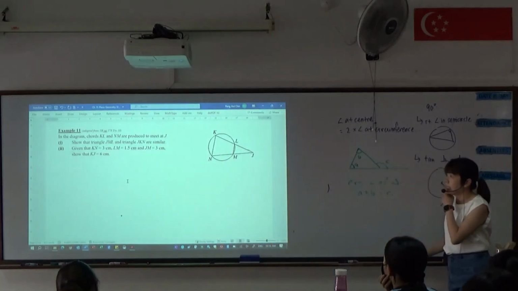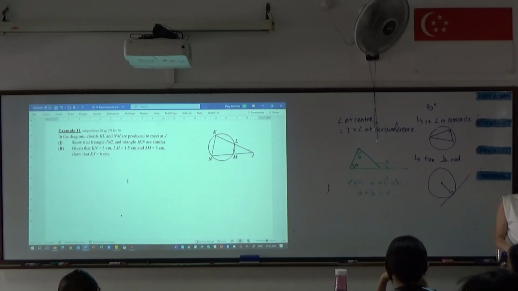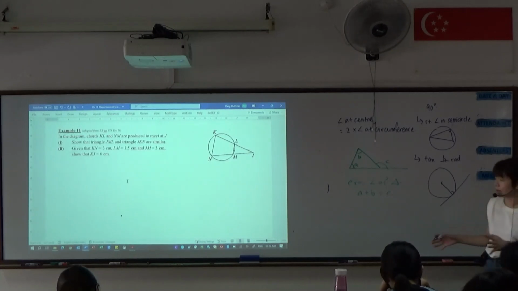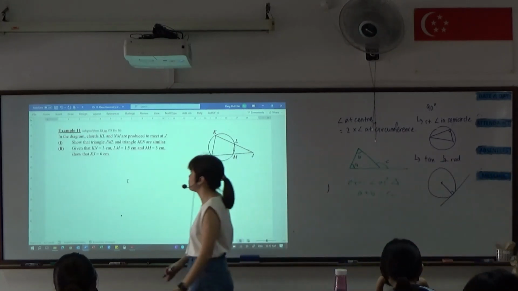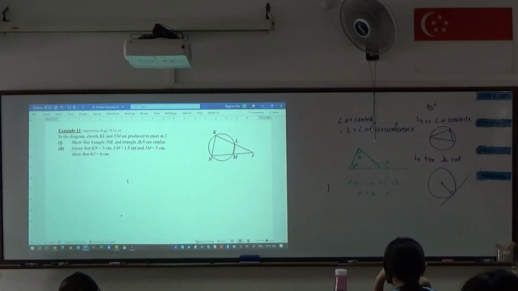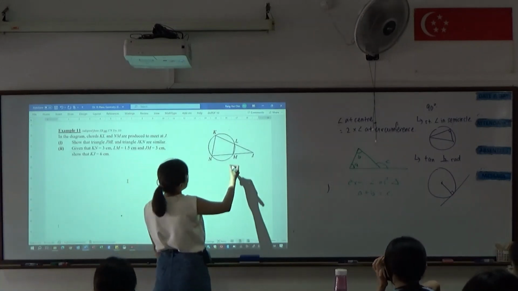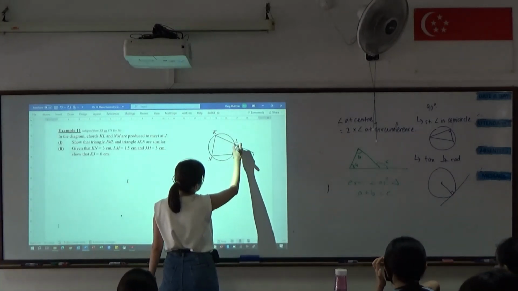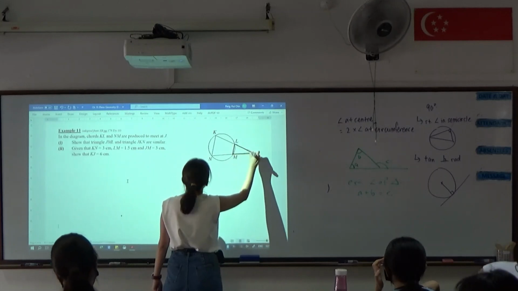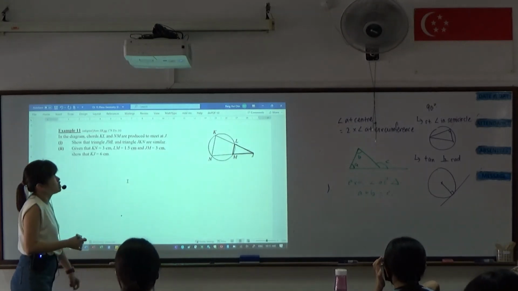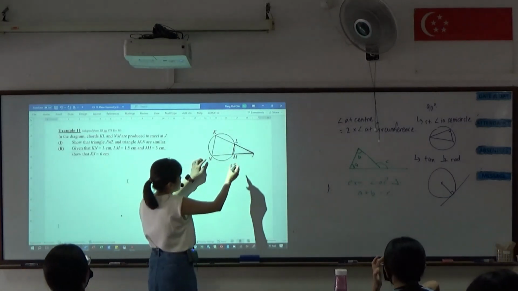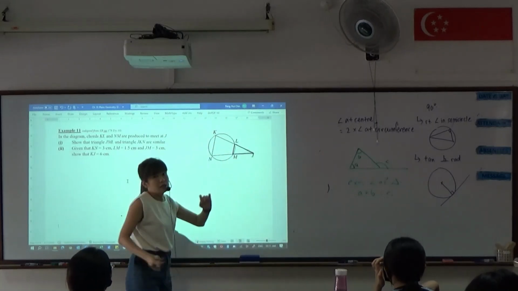So in example 11, given a very clean diagram, no information, no values given to you at all. Okay, they only show you different chords, and then they want you to actually prove that triangle JML, which is this small triangle here, is actually similar to JKN. Okay, JKN being the one observed, right?